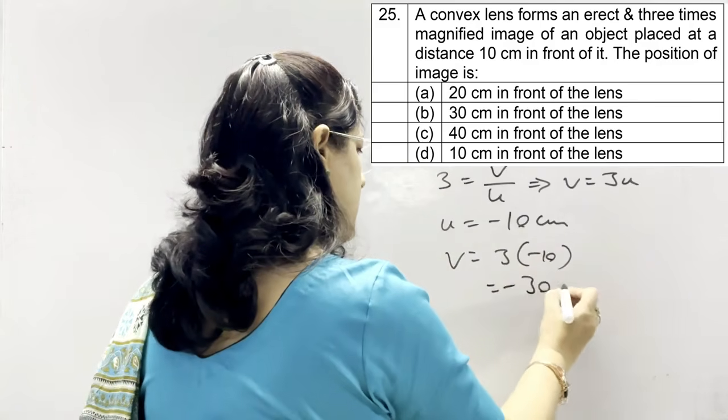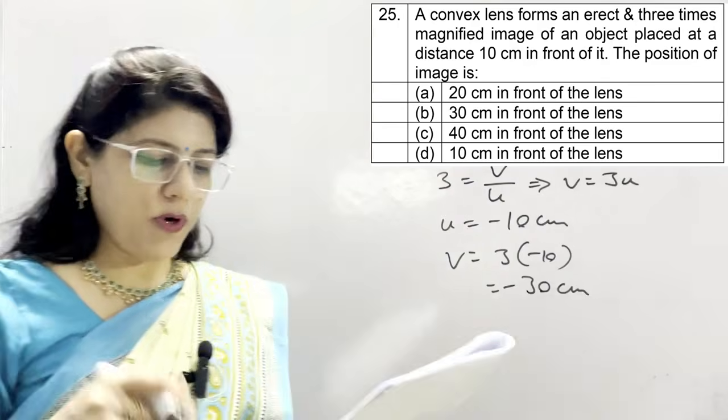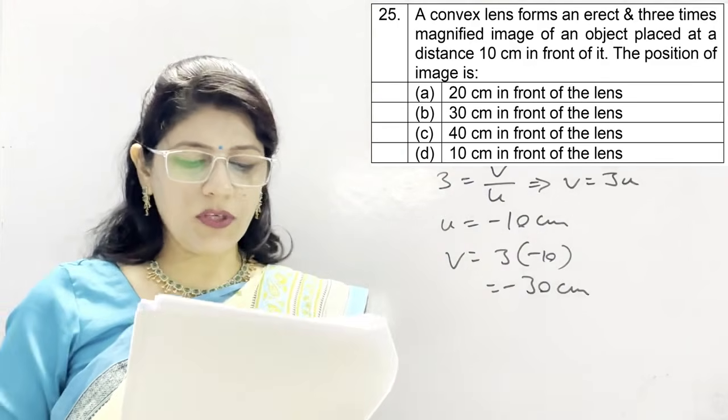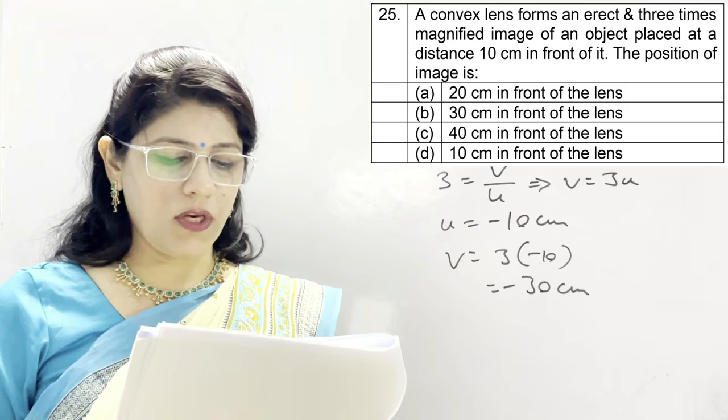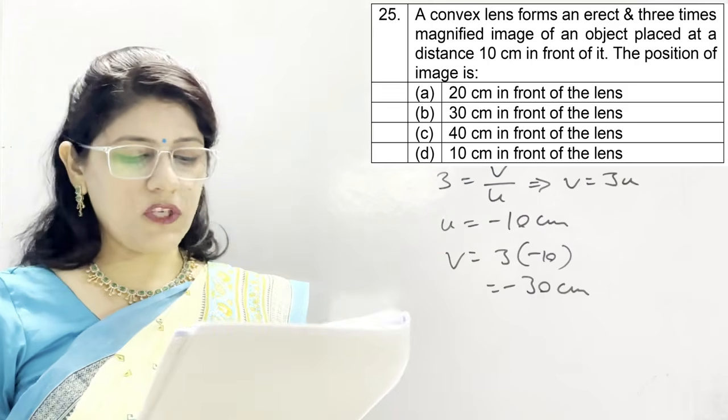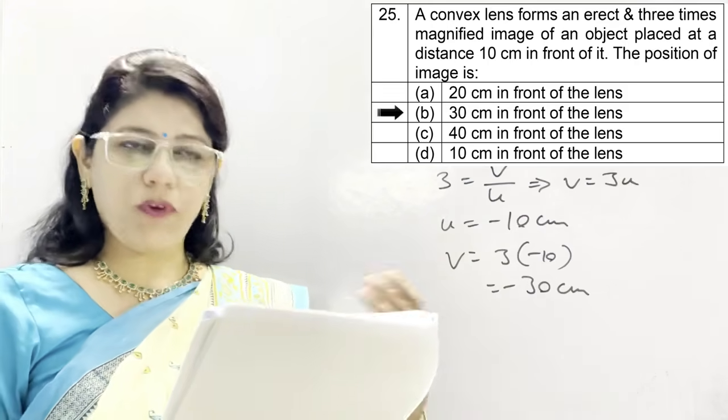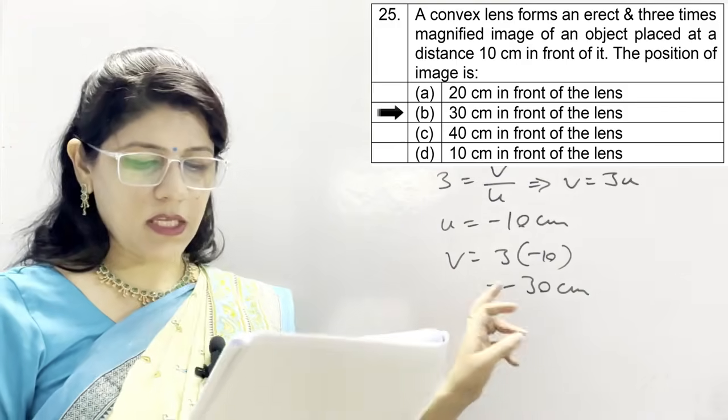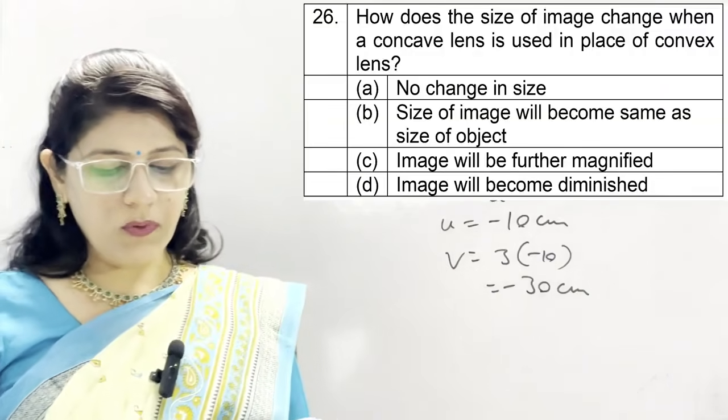It means minus 30 centimeter, means in front of the lens. So A option is 20 centimeter, B is 30, C is 40 and D is 10. And the correct option is B, 30 centimeter in front of the lens, which is indicated by this negative sign here.